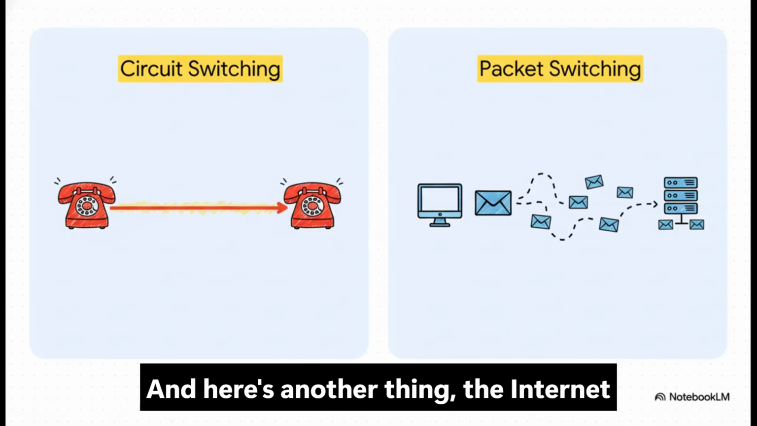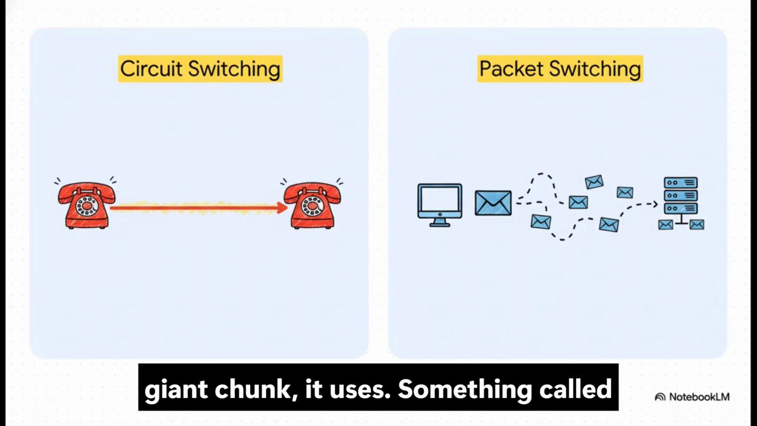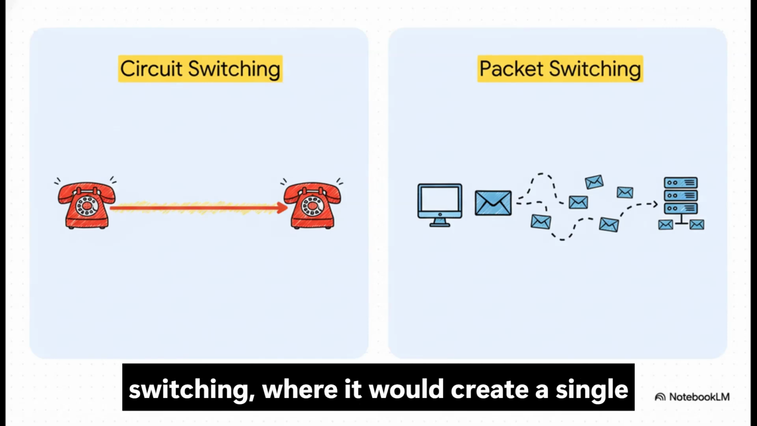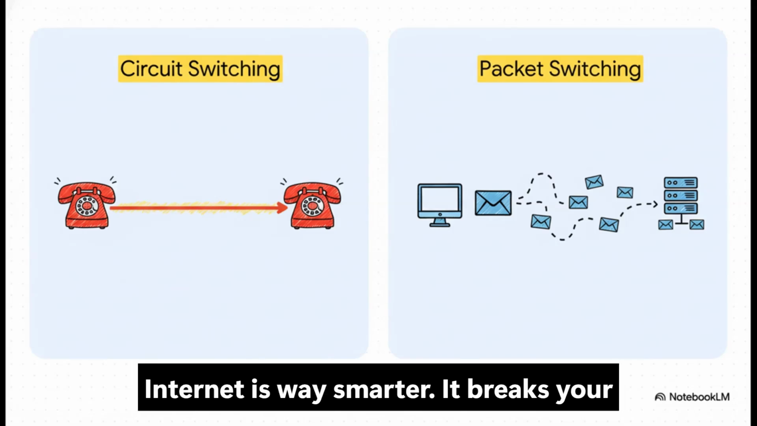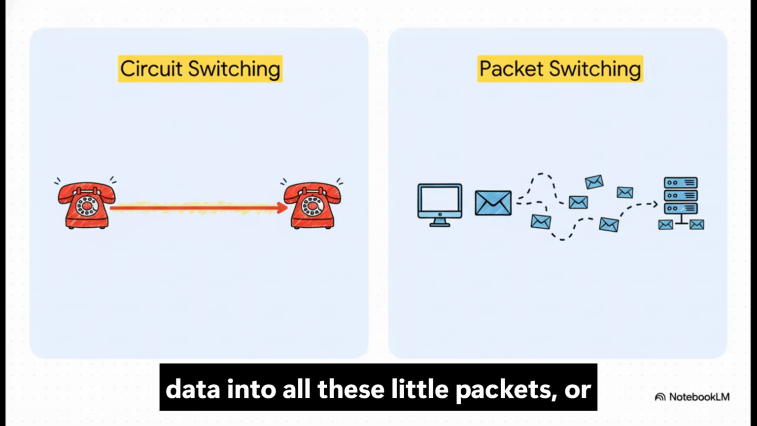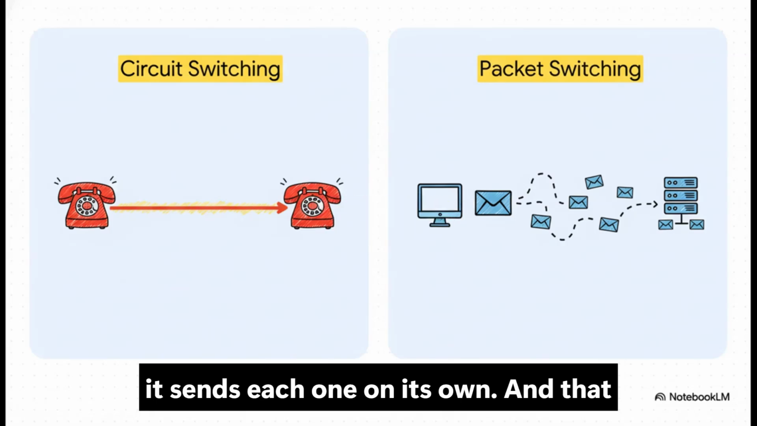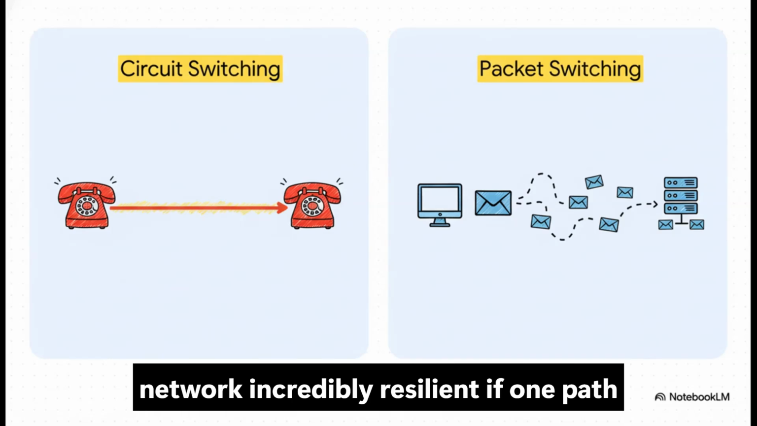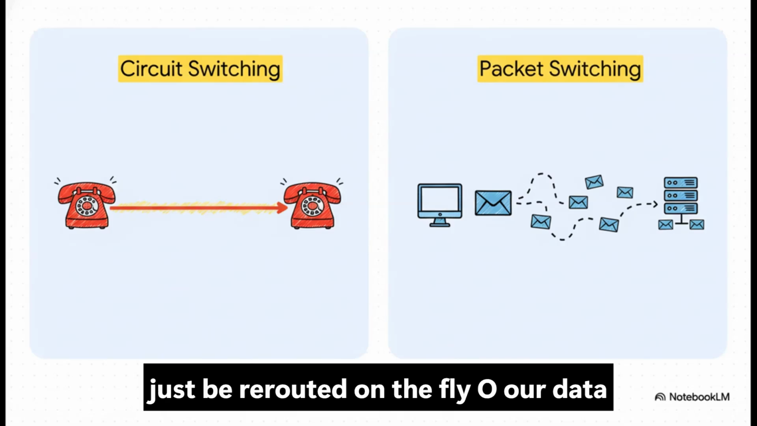And here's another thing. The internet doesn't just send your request in one giant chunk. It uses something called packet switching. The old telephone system used something called circuit switching, where it would create a single, dedicated line just for your call. The internet is way smarter. It breaks your data into all these little packets, or you could think of them as envelopes, and it sends each one on its own. And that matters because it makes the whole network incredibly resilient. If one path gets clogged up or fails, the packets can just be rerouted on the fly.